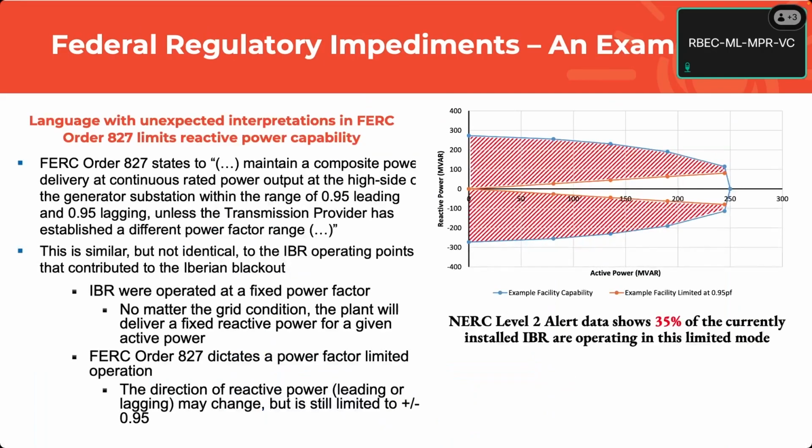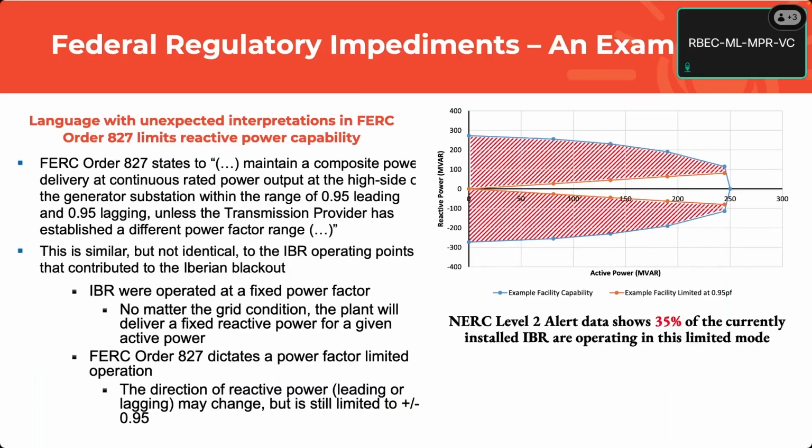This is the example we talked about yesterday very briefly, but this is what I just mentioned. I cut off the text with my graphic. But it says maintain a composite power delivery, a continuous rate of power output at the high side within the range, which is not what we want, right?